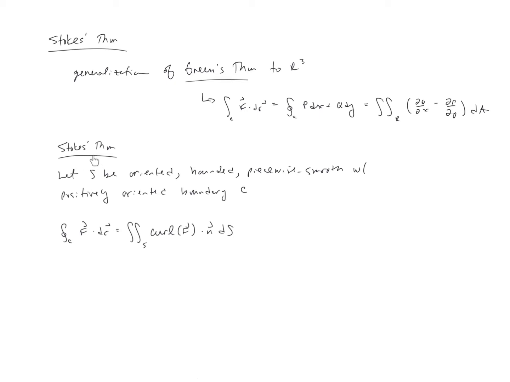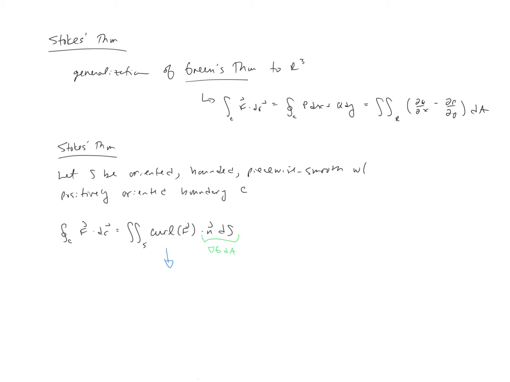Now, Stokes' theorem essentially is going to do the same thing for surface integrals now that we're in R3. We're going to let surface S be oriented, bounded, piecewise smooth with a positively oriented boundary curve C. And if that's the case, then we're going to be able to relate it to a double integral over surface S of curl dot n dS. Now, there's definitely a few things here to remember. First of all, the n dS we're going to refer to as the gradient of g dA.